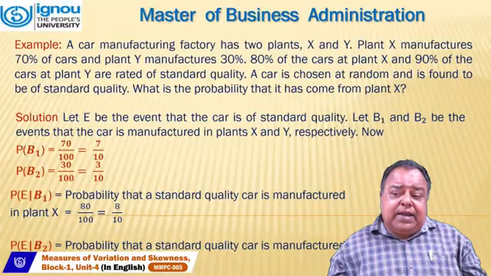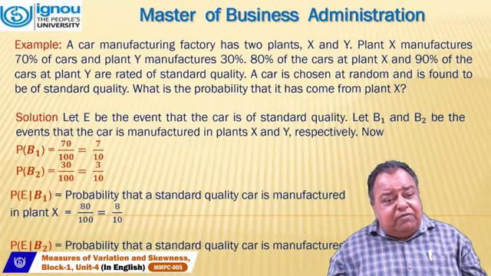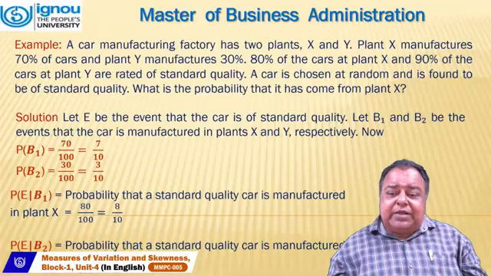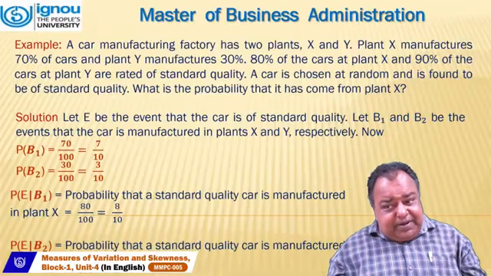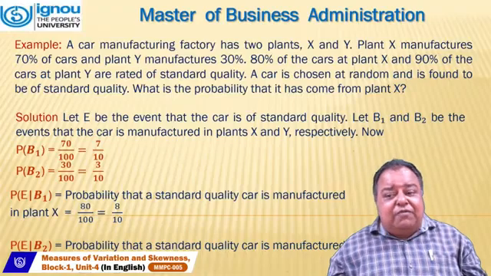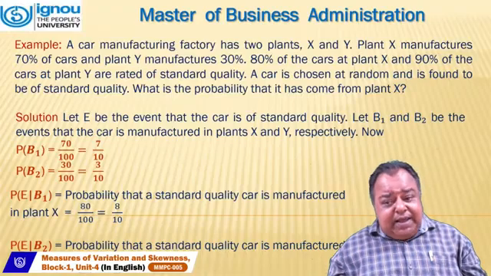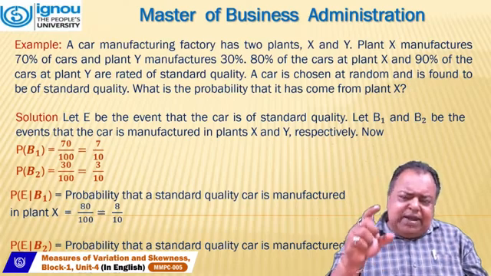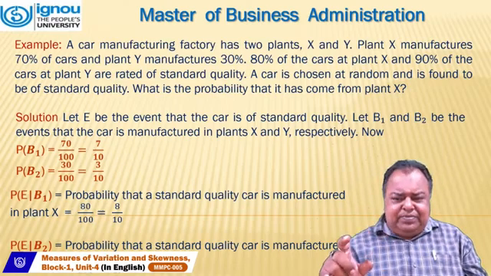80% of the cars of plant X and 90% of the cars of plant Y are rated to be of standard quality. A car is chosen at random. It is found to be of standard quality. What is the probability that it came from plant X? We can assume that this is a very practical example.